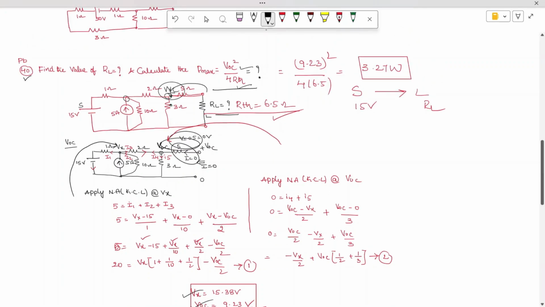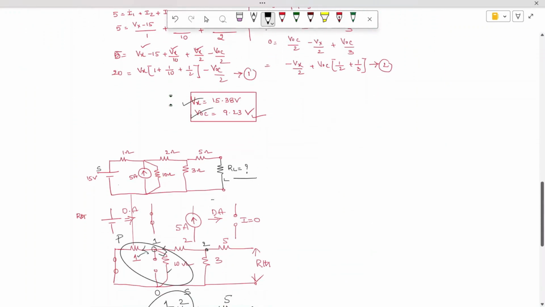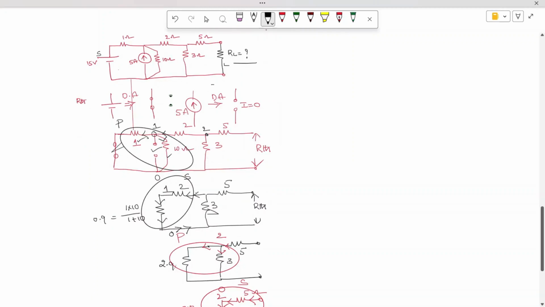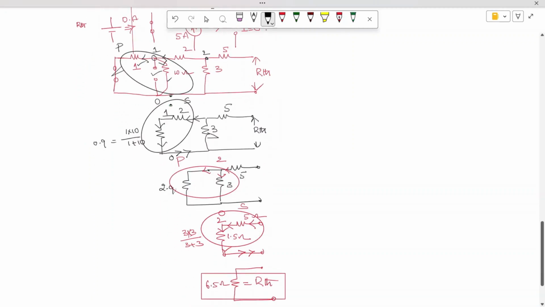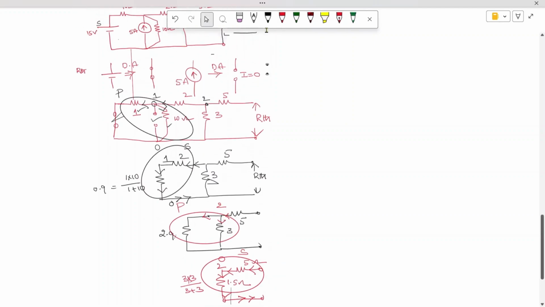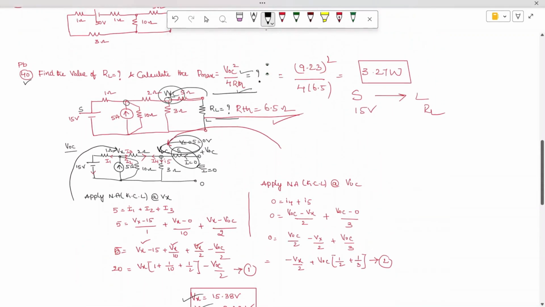The next part, to find out RThevenin, voltage sources I have short circuited, current source I have made open circuited, and I used the network reduction technique. So these two are in parallel, I got one resistor, and this is two, and again these two are in series, I got one value. Again the resultant two are in parallel, and again the resultant are in series. You can solve more problems only when you solve a number of problems or exercises.